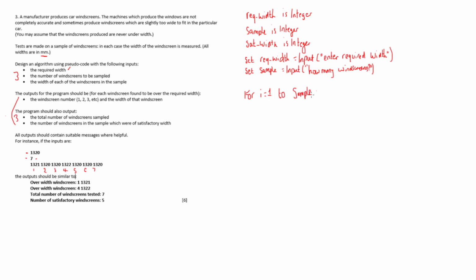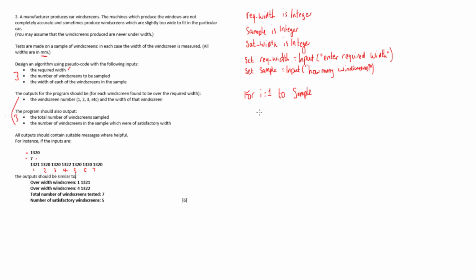So think about a loop. In this example, the sample's value is 7. So it's going to go 1, 2, 3, 4, 5, 6, and 7, and it's going to stop. So it's going to iterate 7 times in total. Now what do I want to do inside that loop every time?